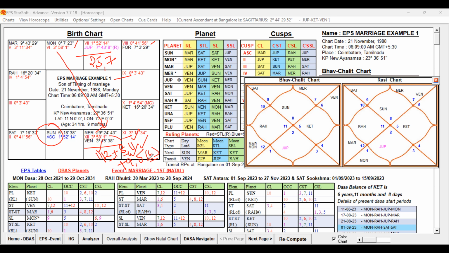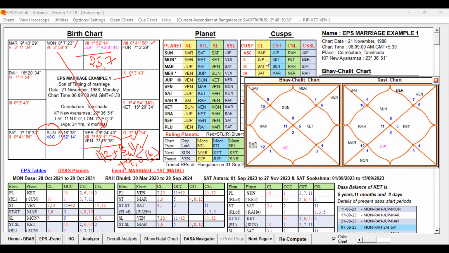So this is because this is the source. Now we have done the basic analysis. In the basic analysis, the seventh lord is not strongly afflicted. The seventh house is also not strongly afflicted. They are all having favorable houses. This is the favorable aspect of the seventh house matters.